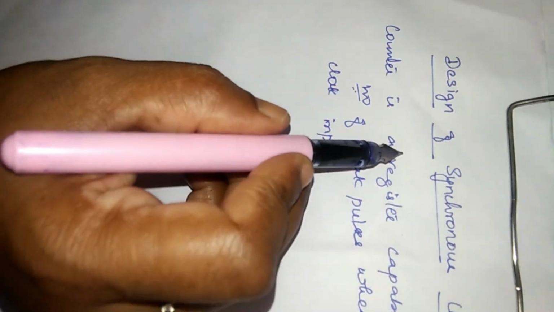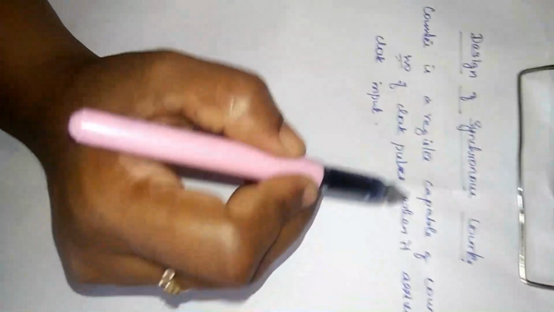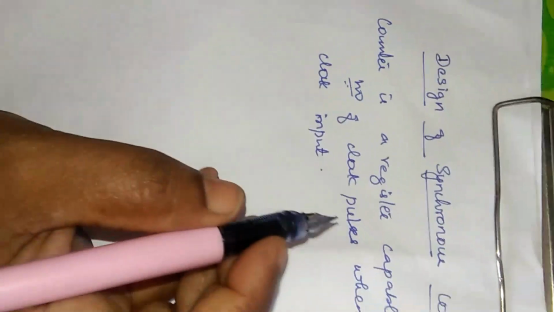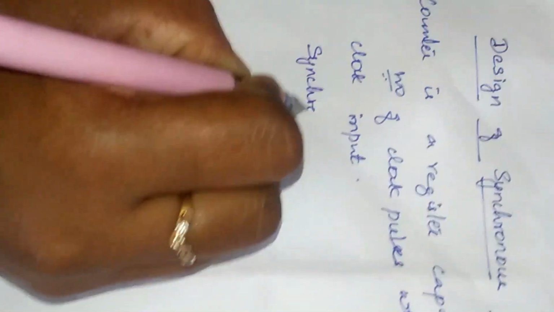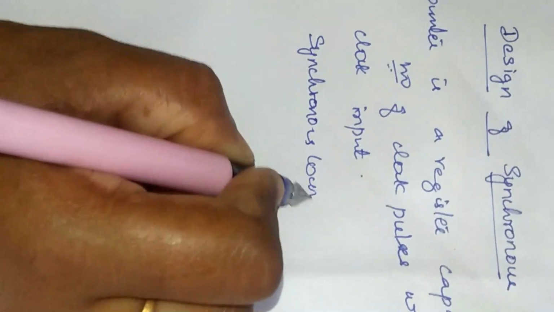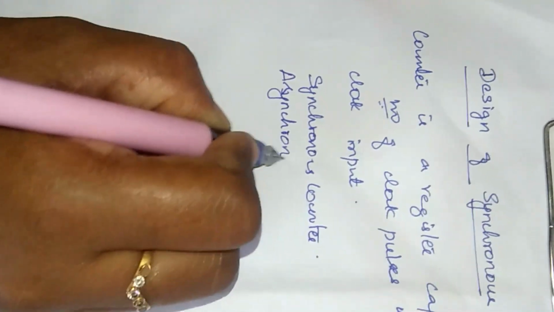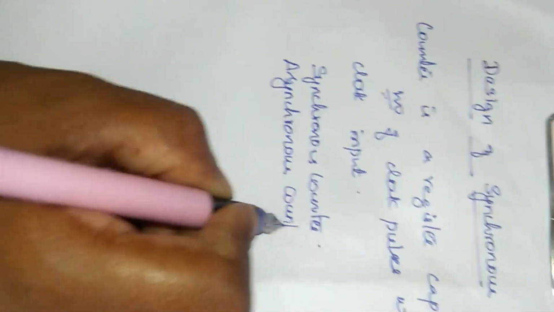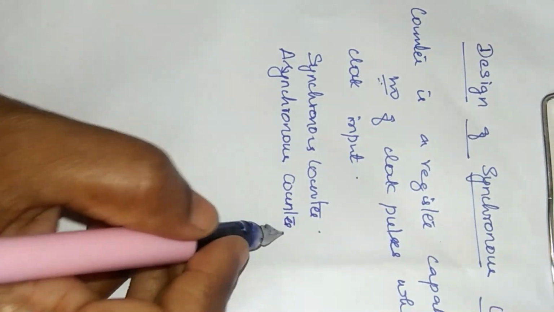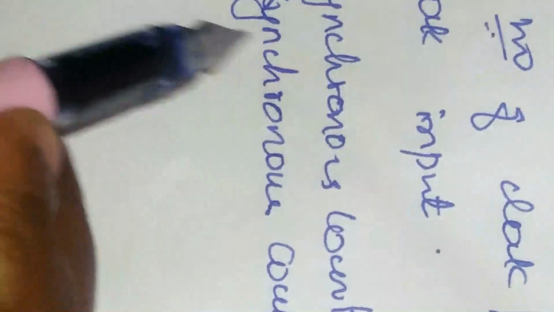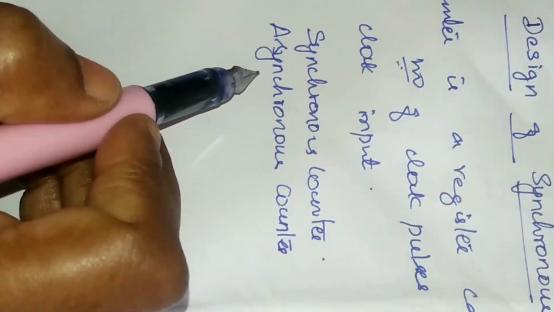Now we are going to design a synchronous counter. We know that it is a register which is capable of counting the number of clock pulses when they arrive at the clock input. We have two types of counters: one is called the synchronous counter, and another is called the asynchronous counter. We have problems to be designed in both sessions, using the synchronous counter and also the asynchronous counter.